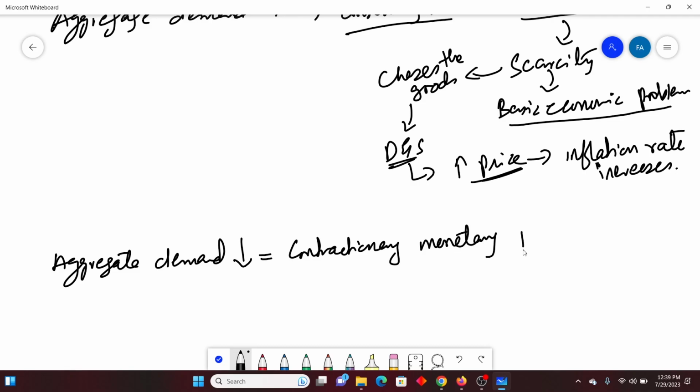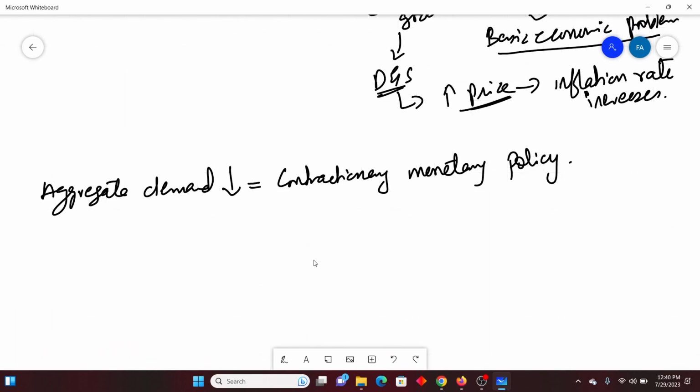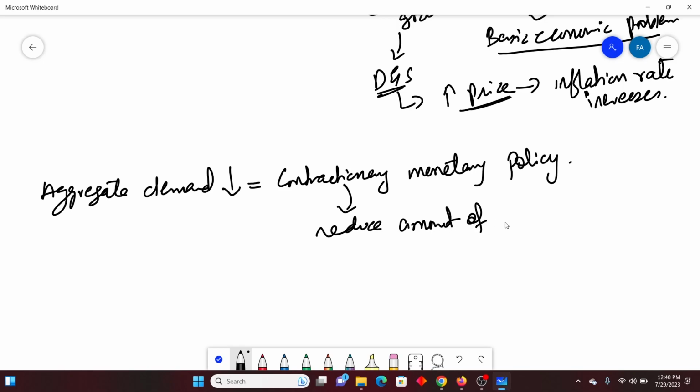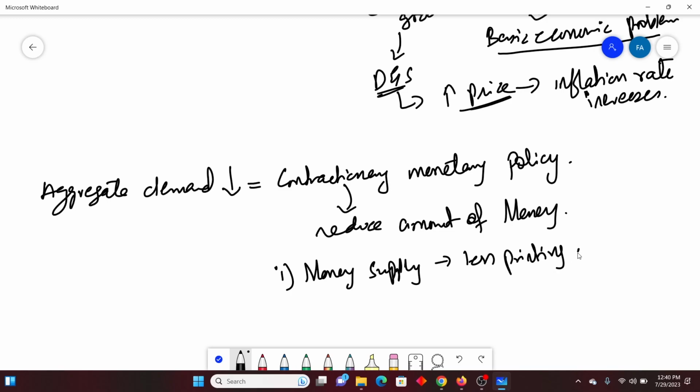The government aims to reduce the consumption of people, and when they want to reduce the consumption of people, we will say that contractionary monetary policy will be used. And contractionary monetary policy means we need to reduce the amount of money people have in their pocket. Reduce the amount of money. The first thing under monetary policy is the money supply. So let's talk about how the money supply could be reduced. The money supply could be reduced by less printing of notes. This is the way people would have less money in their hands. So this is one thing we will do.